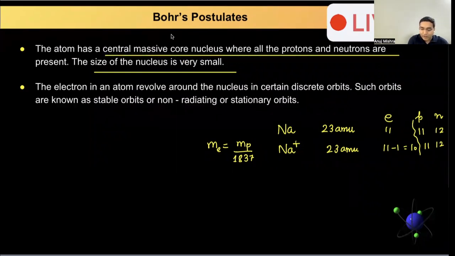Central massive core nucleus which has proton and neutron. Clear? बिल्कुल समझ में आ गया सबको? Clear है पूरा बच्चों? बहुत ही बढ़िया. So let me check your understanding on this whole thing. Very nice. Now this is clear.